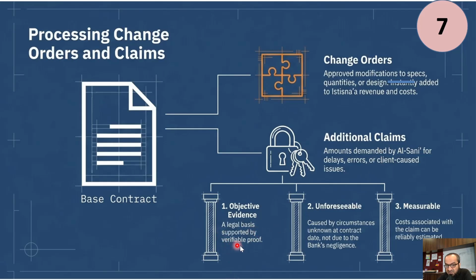So there must be a legal basis supported by verified proof, that we have suffered some losses or costs because of the delays or the additional claims. They must be unforeseeable, caused by circumstances unknown at contract date, not due to the bank's negligence. It was not something the bank should have arranged but didn't arrange. And they are measurable. So these are the 3 conditions. If they are there, then the additional claims can be accommodated in the cost as well as the revenue. So there will be no profit element over here. In the change order, there can be a profit element, right?